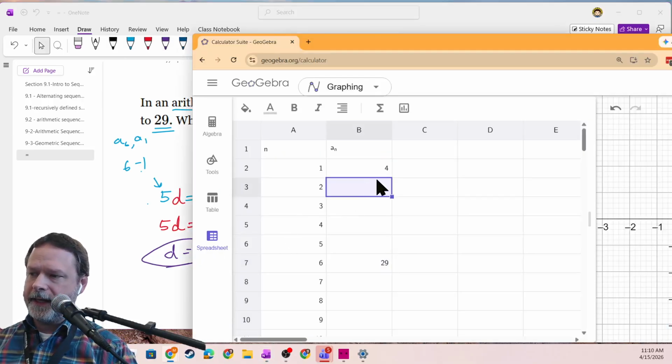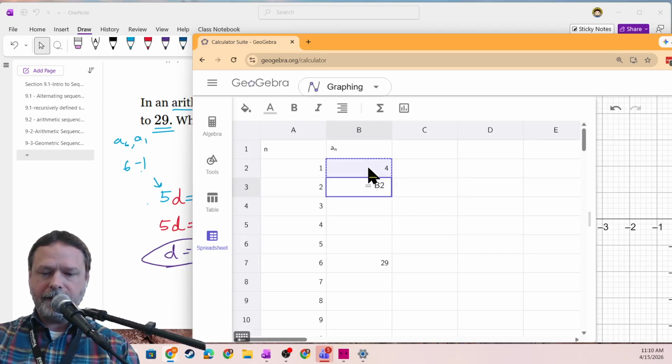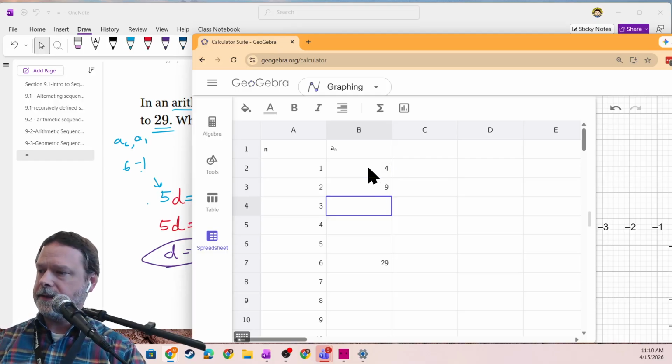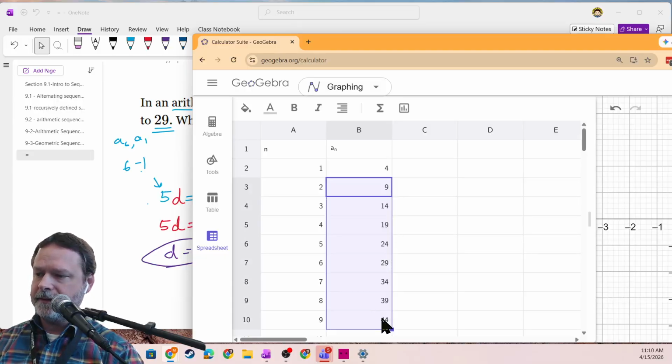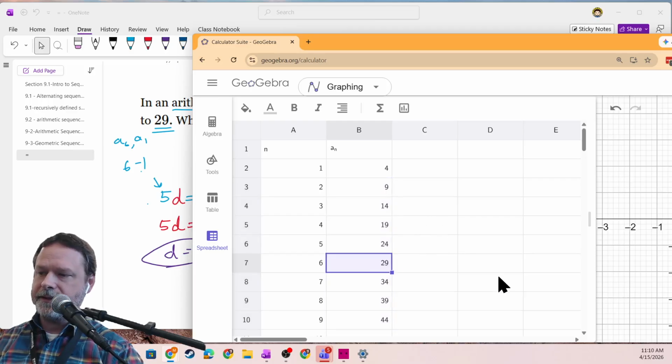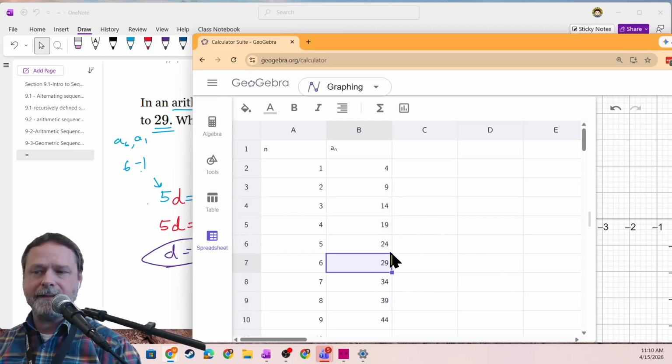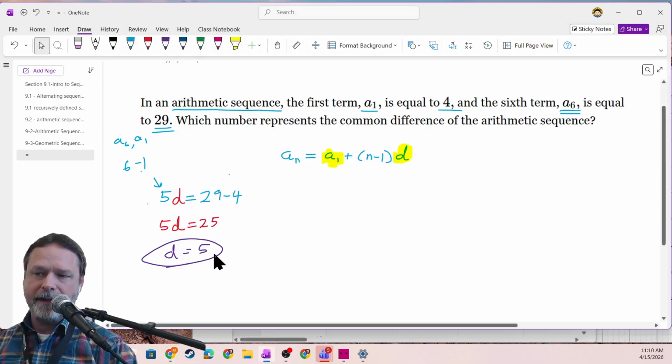And so let's try it out. We'll go equals this plus 5, hit enter, and let's fill down. We know A6 should be 29. I'm going to do my fill down, and A6 is still 29. Yes, that works. So I got my common difference is 5.